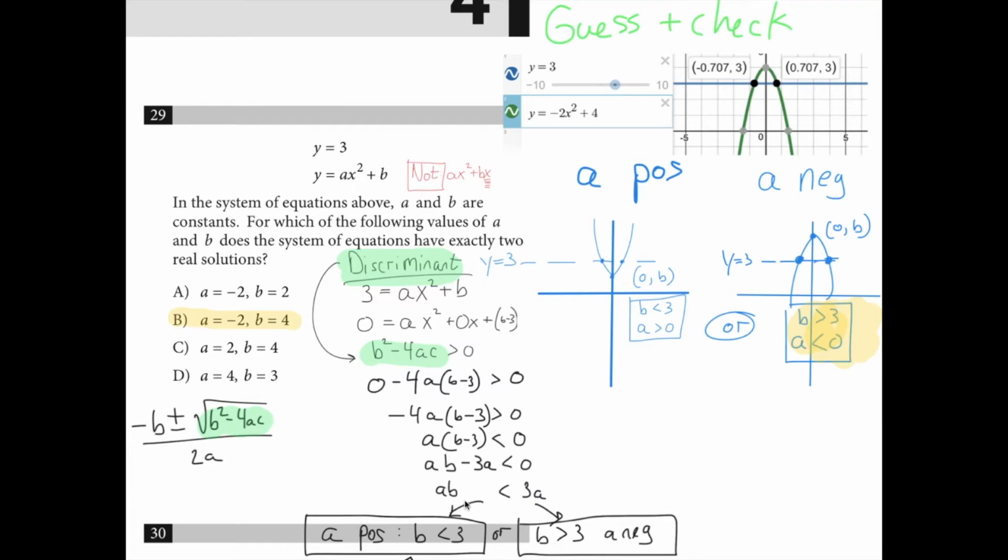So you could say that a is positive and go here. And if you assume that a is positive, then you can divide both sides by a and not flip the sign and say b is less than 3.